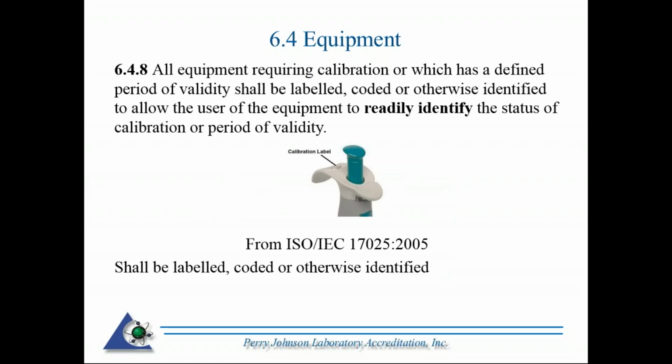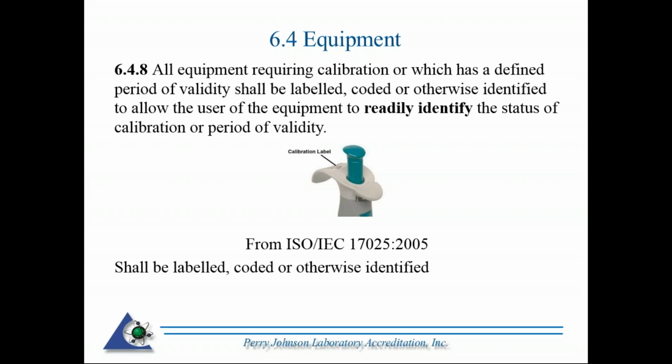Slight change here. All equipment requiring calibration, which has a defined period of validity, let's say you have an annual calibration set, shall be labeled, coded, or otherwise identified to allow the user of the equipment to readily identify the status of calibration or period of validity. What's changed there is the fact that in 2005, it stated it should be labeled, coded, or otherwise identified. 2017 states readily identify the status of calibration.